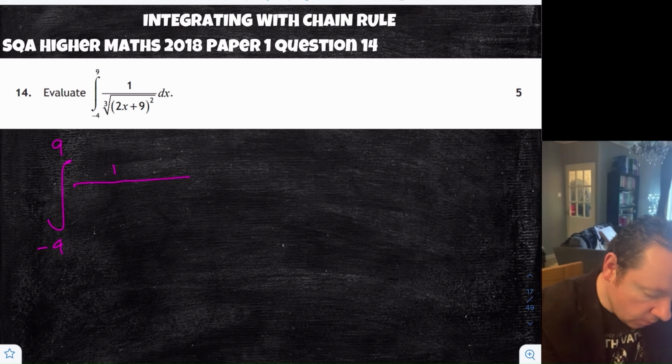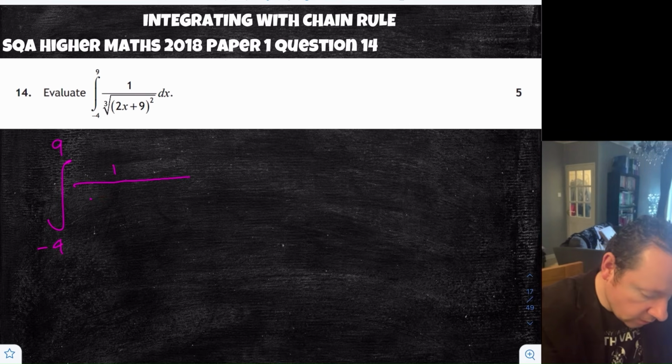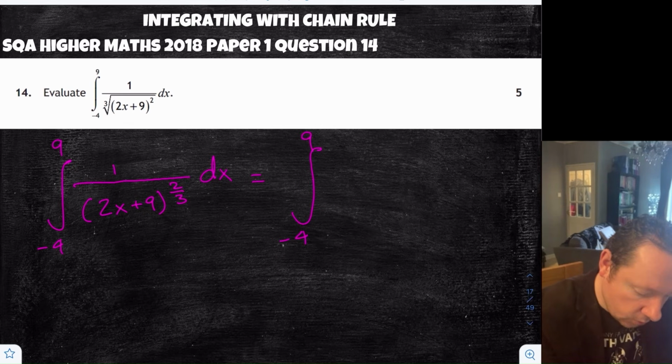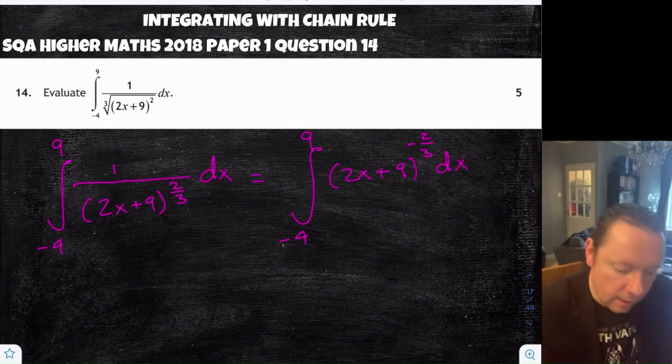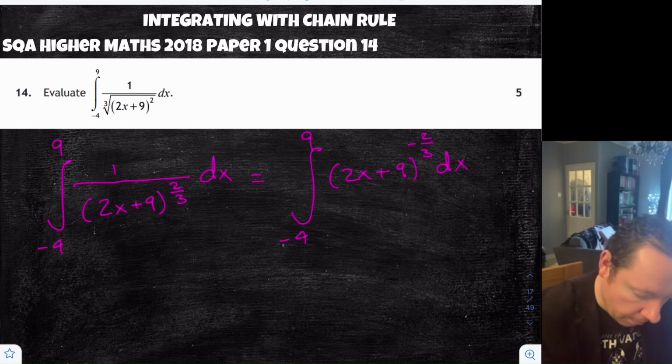So it's the cube root, so that's to the power of a third. But it's squared, so it's to the power of 2/3. So it's 2x plus 9 to the power of 2/3 dx, which equals the integral between minus 4 and 9, taking it up to the top, 2x plus 9 to the minus 2/3 dx. And now we can integrate it.